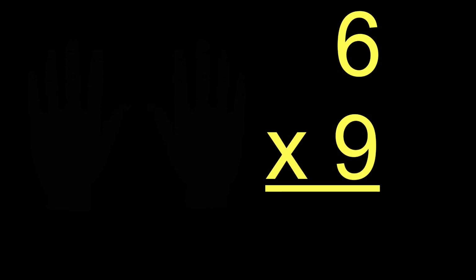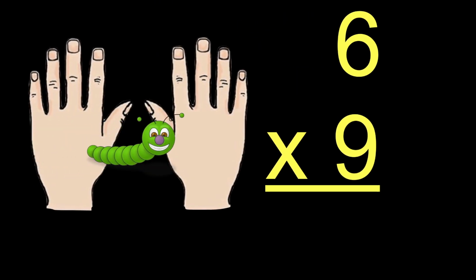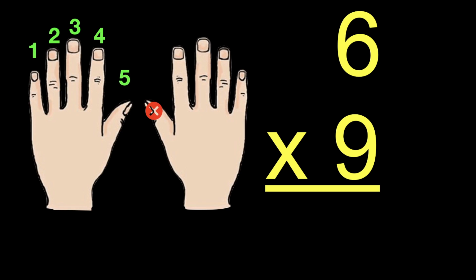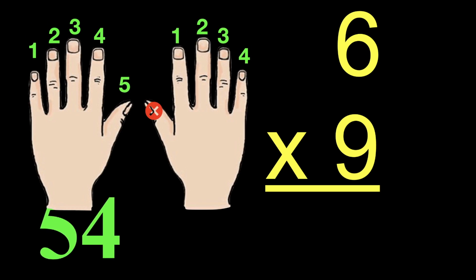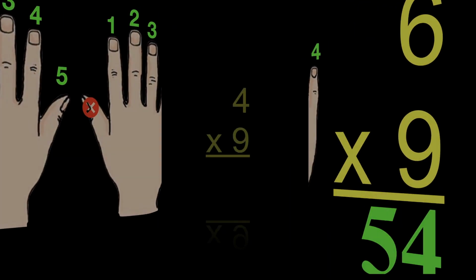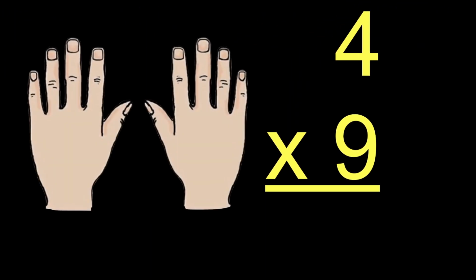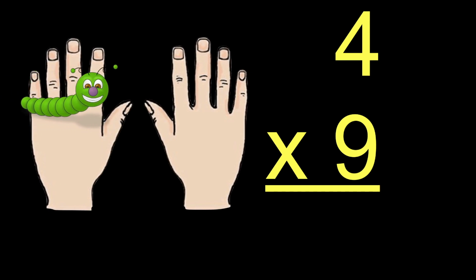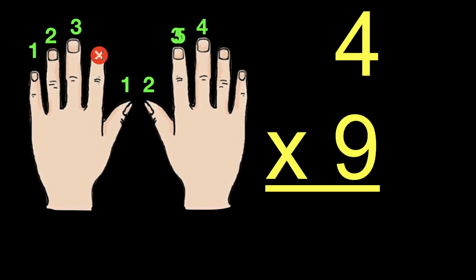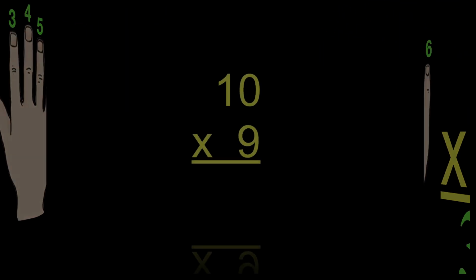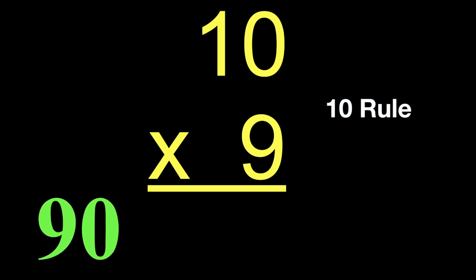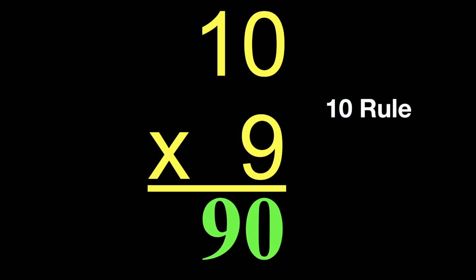6 times 9, so palms down. Count from your left. Thank you, Wally. So bend that 6th finger from the left, and I'm counting 5 on the left and 4 on the right. So that should be 6 times 9 equals 54. 4 times 9. Palms down, right? Wally, yep, there he is. So we're bending our 4th finger and counting 3 on the left, 6 on the right. So in other words, 4 times 9 equals 36. Good job. 10 times 9, don't really need to use your fingers for that one. That's just a 10 rule, and we just would take the 9 and add a 0 for 90.